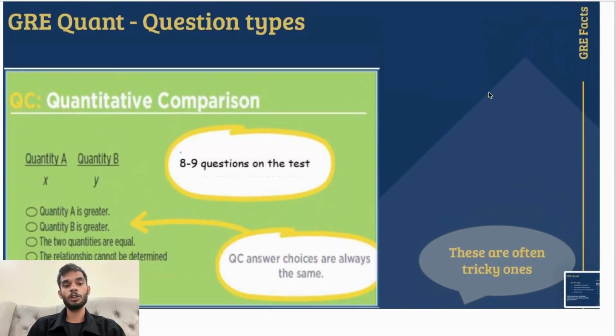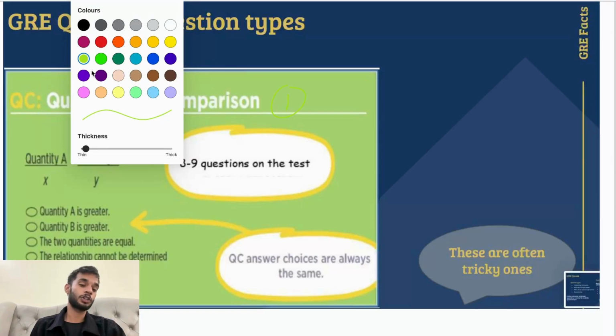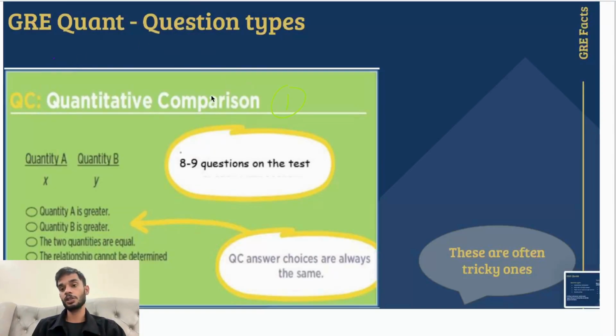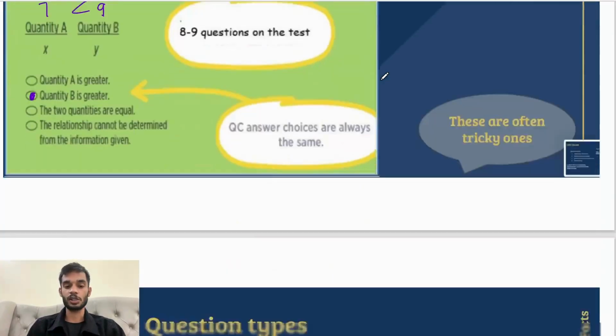Next, GRE quant question types. As I said, there will be 4 types of questions in quant. The first question type is quant comparison. That means you will get 2 quantities, quantity A and quantity B, and you have to compare them. Let's say X is 7 and Y is 9. You'll say Y is definitely greater, so quantity B is greater, and I'll pick option B. This is how the question will be: a quant comparison of 2 quantities. You will probably have 8 to 9 quant comparison questions on the test. Quant comparison choices are often the tricky ones as well.